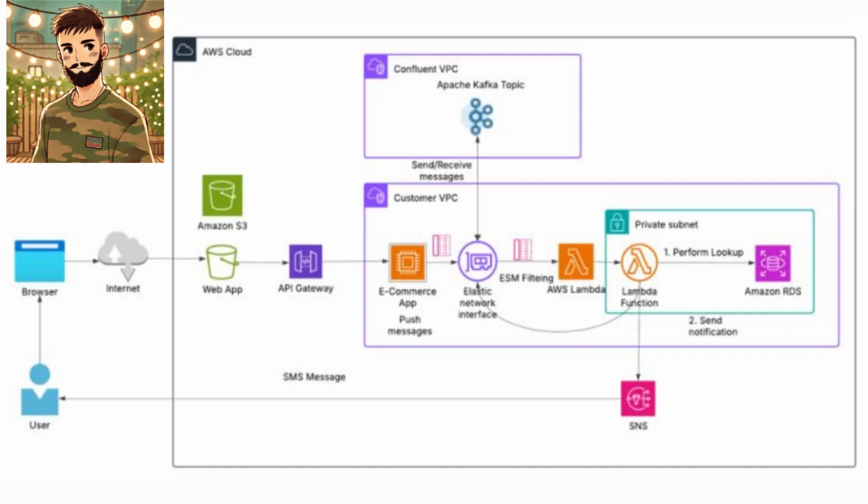Amazon S3. Amazon S3, Simple Storage Service, is an object storage service. It might be used to store static assets for the web application or other data.